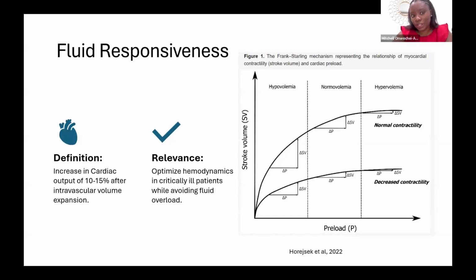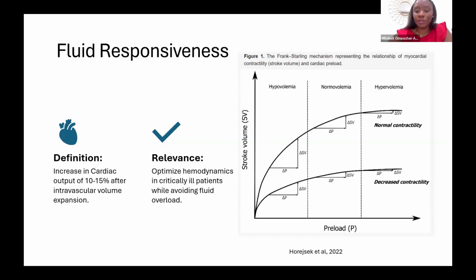So what is fluid responsiveness? It is defined as an increase in cardiac output of 10 to 15% after intravascular volume expansion. And why is it relevant? It's relevant because you want to be able to optimize hemodynamics in critically ill patients while avoiding fluid overload. Some studies have shown that only 50% of critically ill patients are fluid responsive, yet a larger percentage of these patients get fluids.